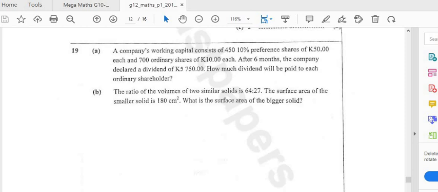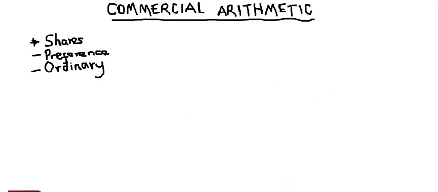Okay, so in this particular situation, we have a total of 450 preference shares. We have in this example 450 10% preference shares.